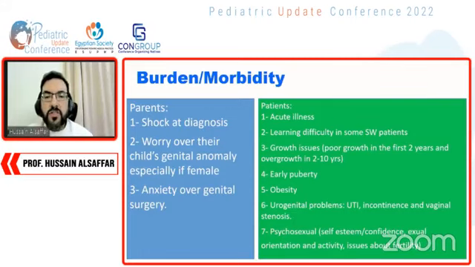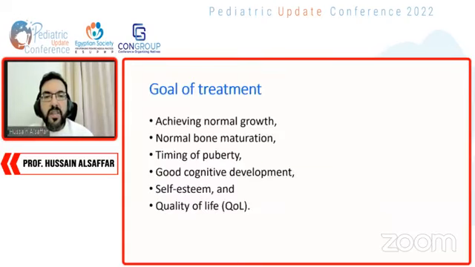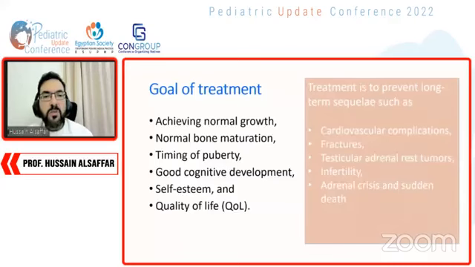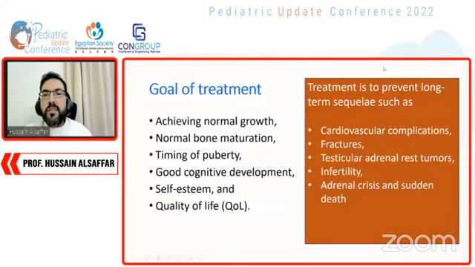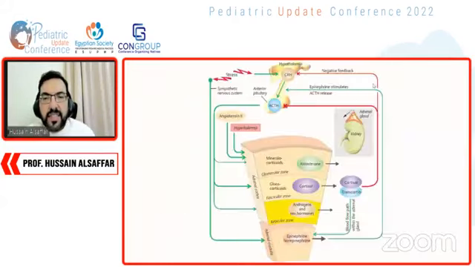Then there are the psychosexual issues, self-esteem, confidence, sexual orientation and activities, and always issues about fertility in the future. So our goal of treatment is basically to achieve normal growth, normal bone maturation, normal timing of puberty, good cognitive development, self-esteem, and of course, good quality of life. Treatment is also to prevent long-term sequelae such as cardiovascular complications, fractures, testicular adrenal rest tumors, infertility, adrenal crisis, and sudden death.